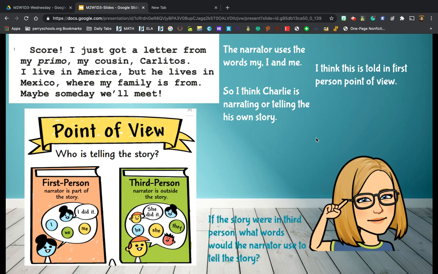If this story were told in third person, some words that the narrator might use to tell the story were he, she, they. So instead of saying, score, I just got a letter, they would say, score, Charlie just got a letter, or he just got a letter from his primo, his cousin Carlitos. Then they would go on to say, he lives in America, but Carlitos lives in Mexico, where his family is from. So those are some ways that we could change it to make it third person.